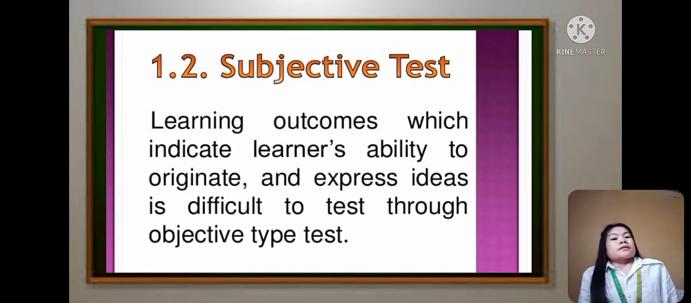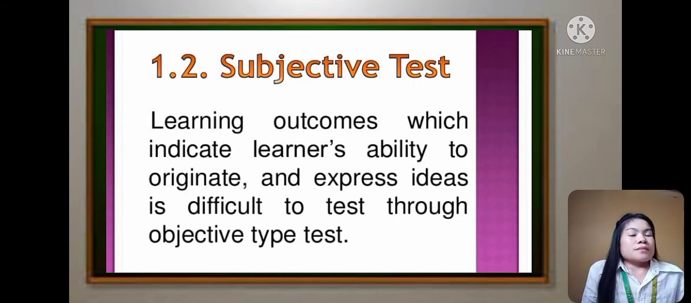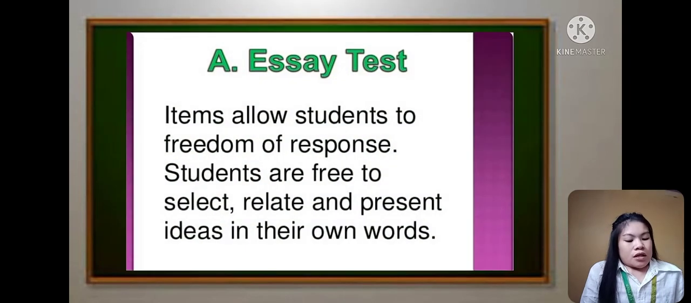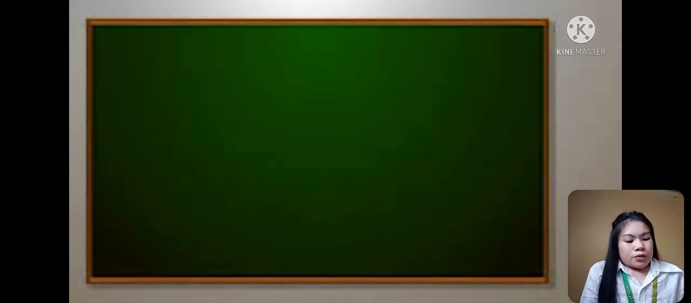Subjective test. Learning outcomes which indicate the ability to originate and express ideas are difficult to test. Subjective test is an assessment tool that is scored according to personal judgment. A. Essay test. Items allow students the freedom of response. Students are free to select, relate, and present ideas in their own words. Essay tests provide a better indication of pupils' real achievement in learning.